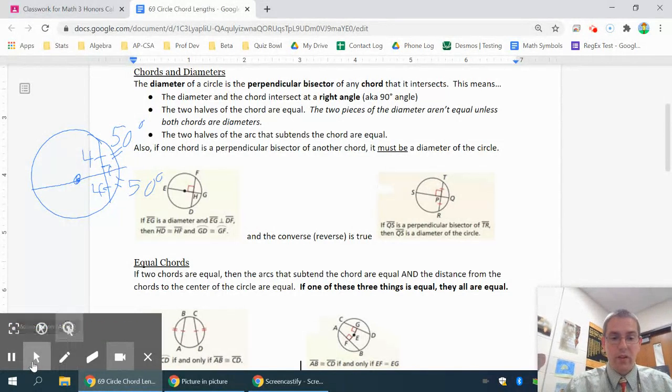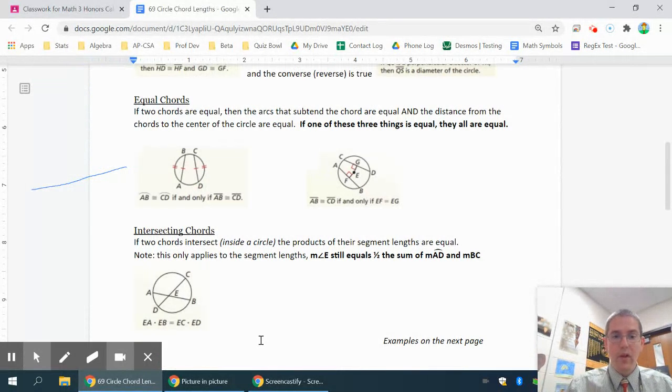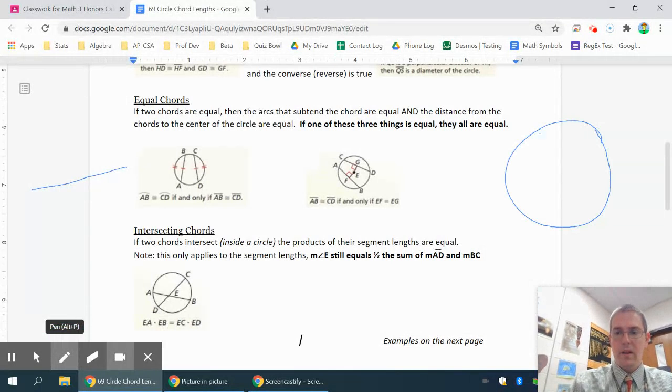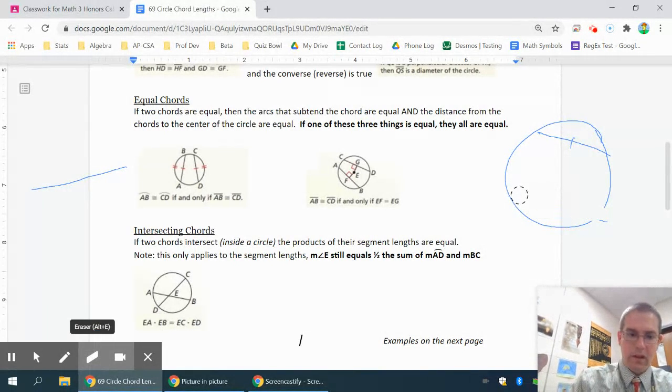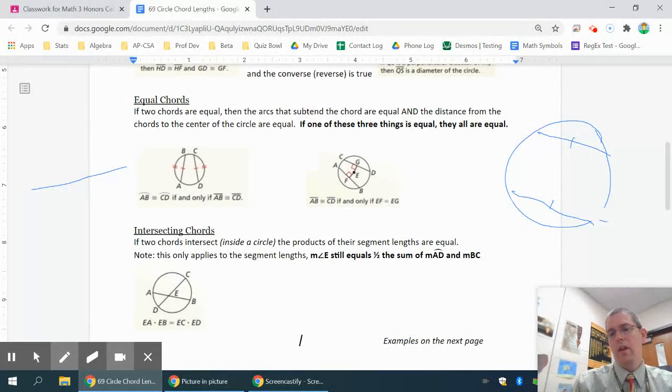The next thing we have is this information about equal chords. If two chords are equal, then the arcs that subtend the chords are equal. Basically, what this means is if I have a circle here, and this chord is equal to this chord, well, let's actually draw them so they are equal. That's always good. If these two chords are equal, then these arcs are equal. So this arc measure is equal to this arc measure. Once again, if this was 60 degrees here, this would be 60 degrees because the chords are equal.